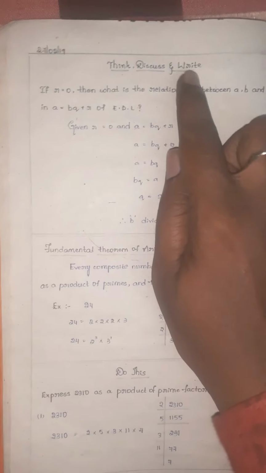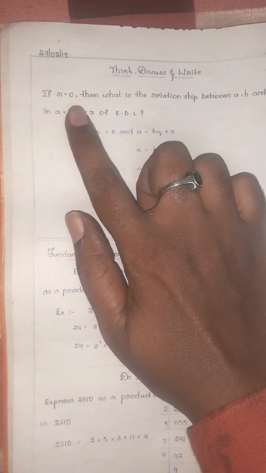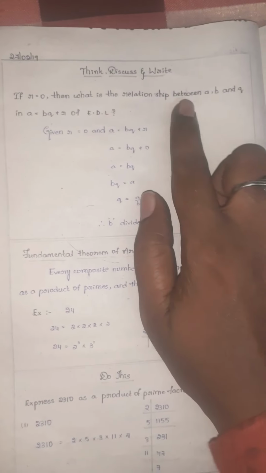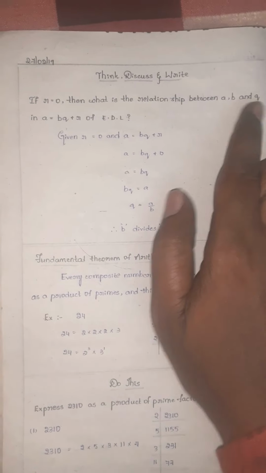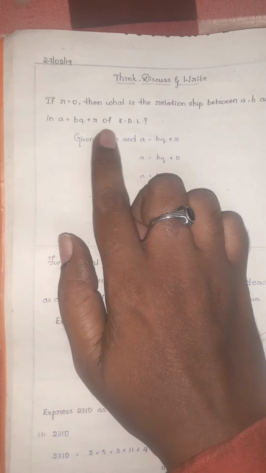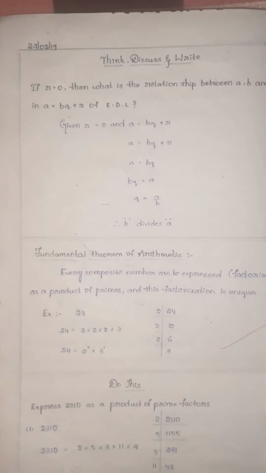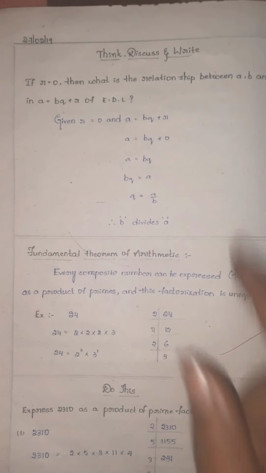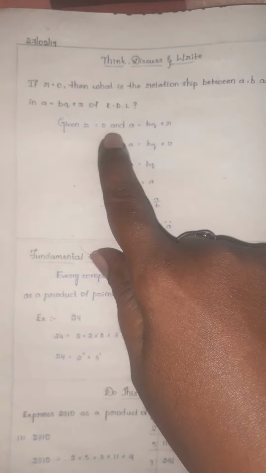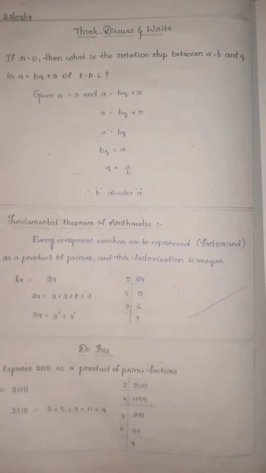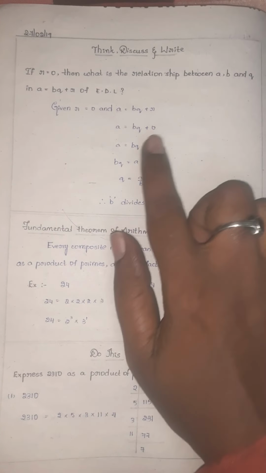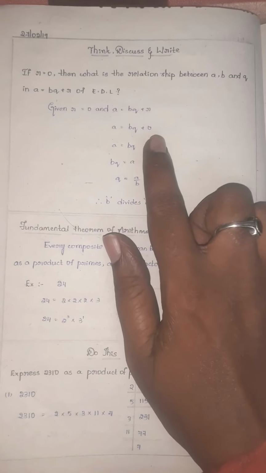Think and discuss and write. So this question is given. If r is equal to 0, then what is the relationship between a, b and q in a is equal to bq plus r of EDL? EDL means what? Euclid division lemma. So given r is equal to 0, given r is equal to how much? 0. So a is equal to how much? bq plus r. So in place of remainder we should substitute 0.